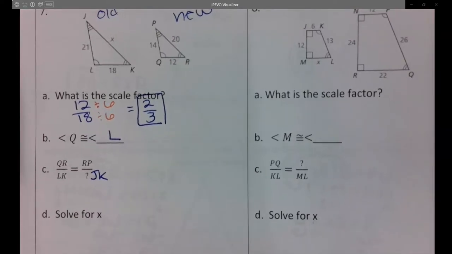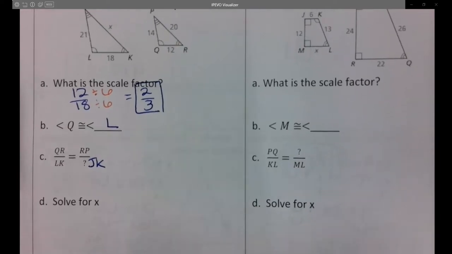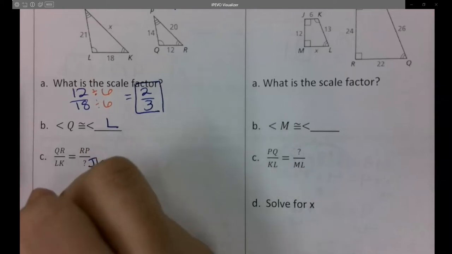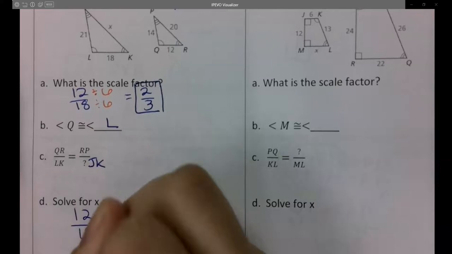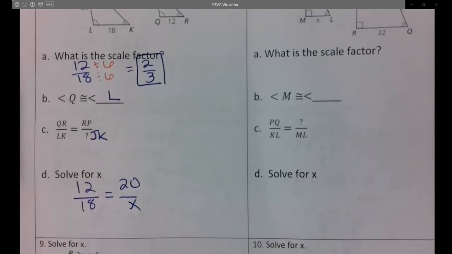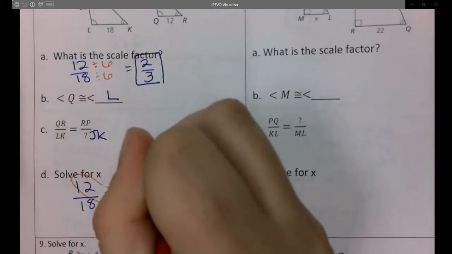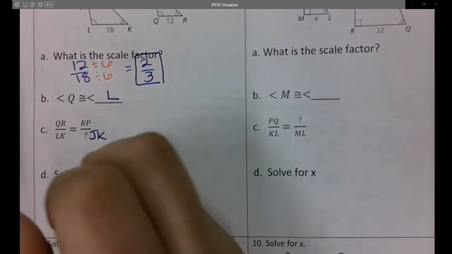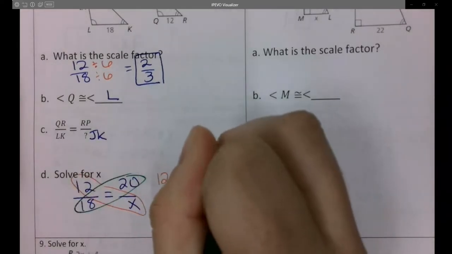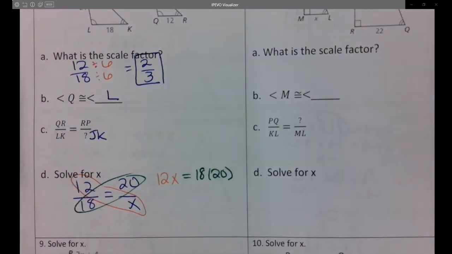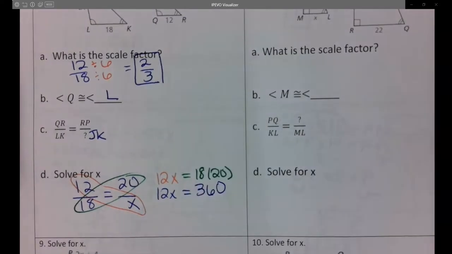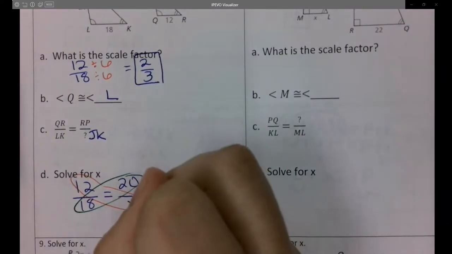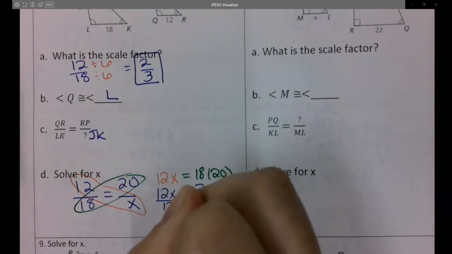Then I need to solve for x again. So I want to plug into my proportion. QR is 12, LK is 18, RP is 20, and JK is x. So now that I have this proportion set up, I can cross multiply. I have 12 times x, and then I have 18 times 20. 12 times x is going to stay 12x. 18 times 20 gives me 360. I want to go ahead and divide both sides by 12, and I get x equals 30.